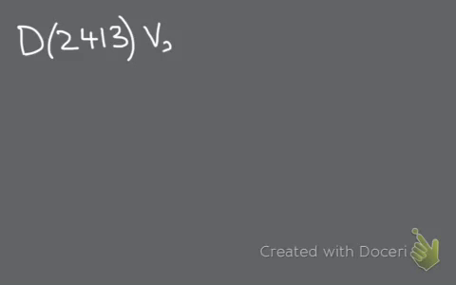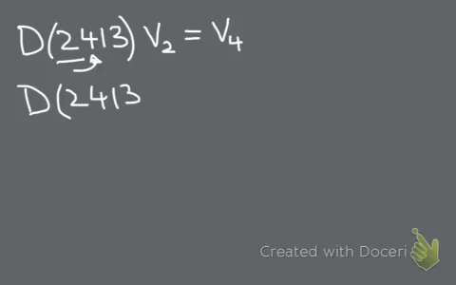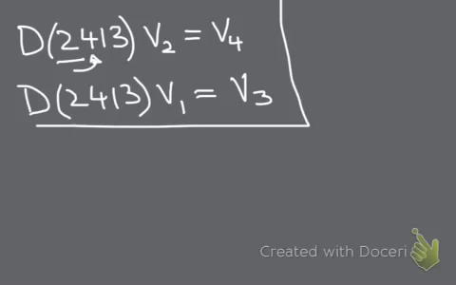Now let's say you apply this matrix 2 4 1 3 on your vector v2, for example. What it should do is give you your vector v4. Why is that? Because your permutation is taking you from position number 2 to position number 4, or the object at position number 2 is taken to position number 4. And likewise, if you apply this to your vector v1, it should give you your vector v3. I would recommend you do this as an exercise for yourself.